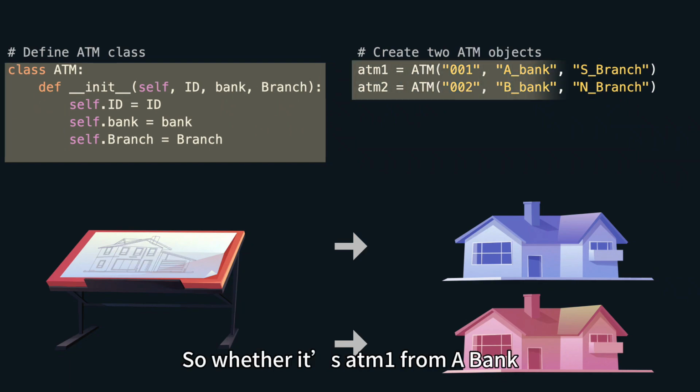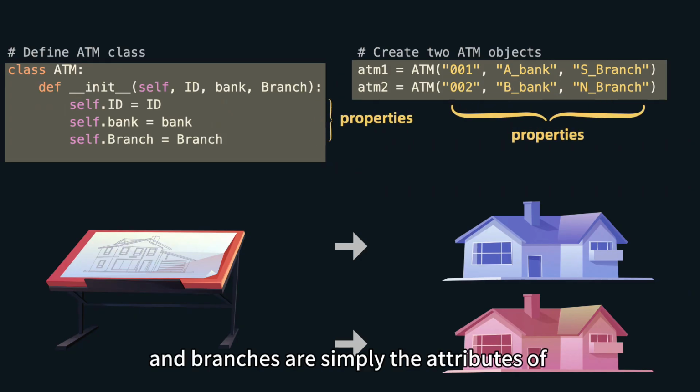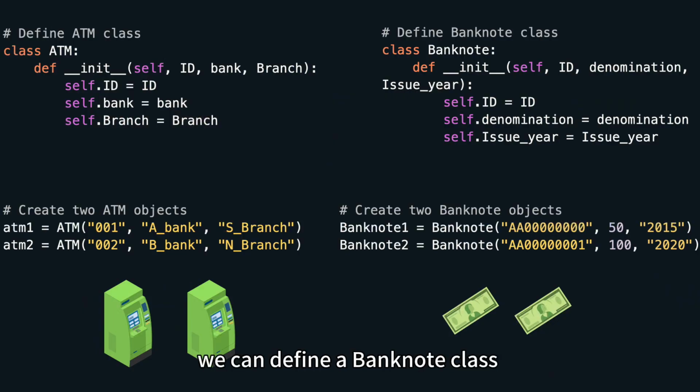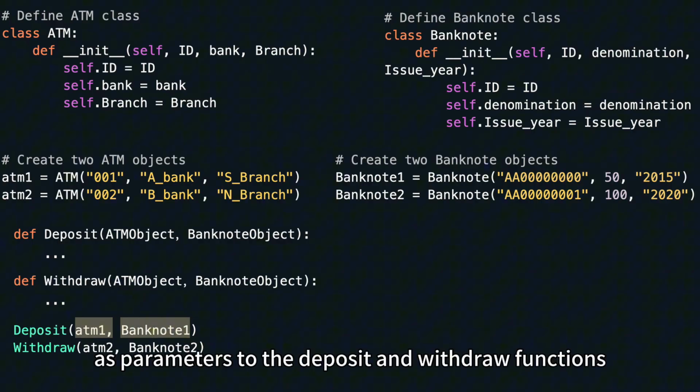So whether it's ATM1 from A bank, S branch with ID 001, or ATM2 from B bank, N branch with ID 002, they are all ATM objects. Their IDs, banks, and branches are simply the attributes of each individual ATM object. In the same way, we can define a banknote class and create banknote objects from it. Now, these objects can be passed directly as parameters to the deposit and withdraw functions.